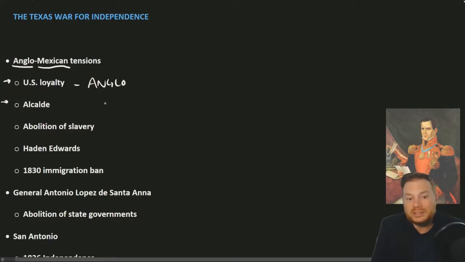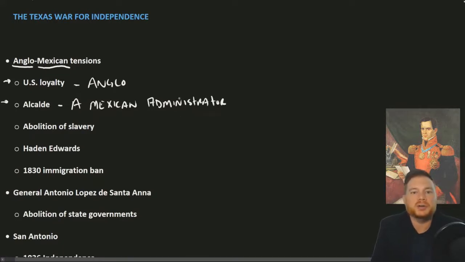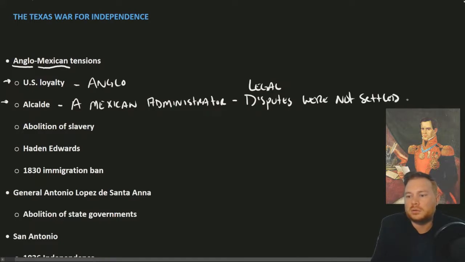In terms of local legal disputes, it was typically resolved by an alcalde. An alcalde is just, we'll say, a Mexican administrator. And any sort of local legal matter would get sent to a different part of the territory or of the country. In other words, many legal disputes were not settled locally, certainly not in the way that they were in the United States.